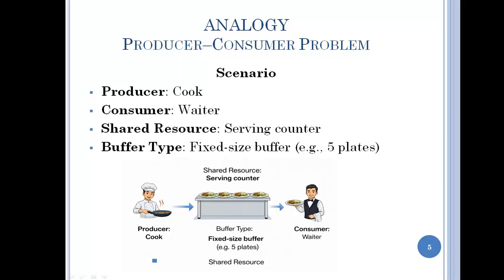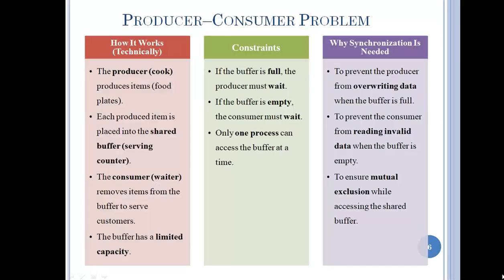The scenario is shown in the image where we can see a cook is a producer, the consumer is represented by the waiter, and the buffer is the serving counter with a fixed size of 5 plates. So here is how it works. Technically, the producer, that is the cook, produces items, the food plates. Each produced item is placed into the shared buffer, that is the serving counter. And the waiter, who is acting like a consumer, removes items from the buffer to serve the customer.